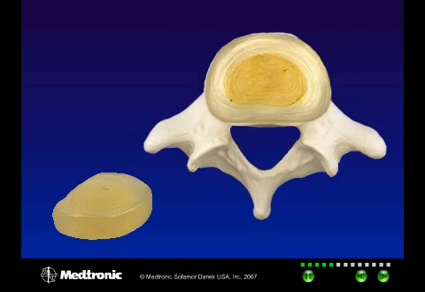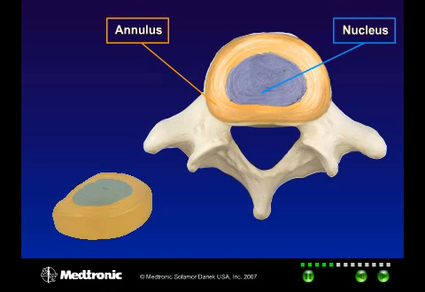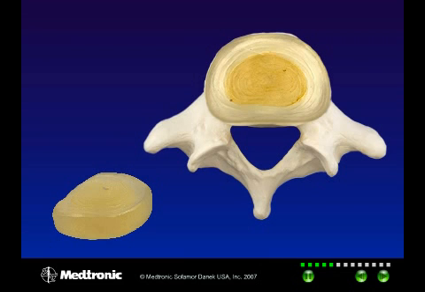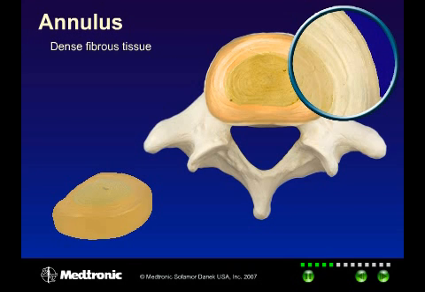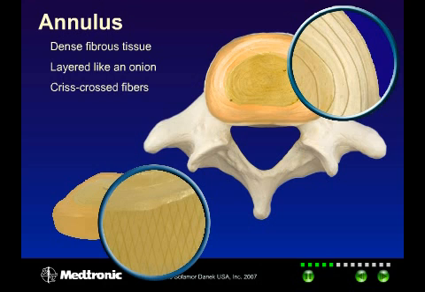The disc is made up of an outer layer called the annulus, a ring-like structure that surrounds the nucleus. The annulus is made up of dense fibrous tissue that is layered like an onion. The fibers in each layer crisscross the fibers of the next layer, which gives the annulus strength to contain the nucleus.